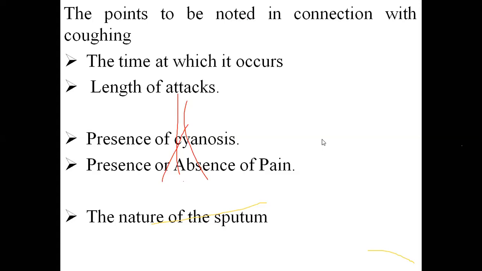a deep cough, where the patient coughs continually for 5 to 10 minutes? Then when the patient coughs, are there signs of cyanosis? Because the patient goes blue when they are coughing, which will tell you there is obstruction in the lungs already. Then is there presence of pain? When the patient is coughing, do they feel pain? And where is the pain? Then the nature of sputum they bring out. You should be able to know the nature of the sputum the patient brings out. Is it bloody? Is it mucopurulent? Is it clean sputum? Some will just bring out saliva and tell you it's sputum. So you should be able to know the nature of this sputum that the patient brings out. Next slide.